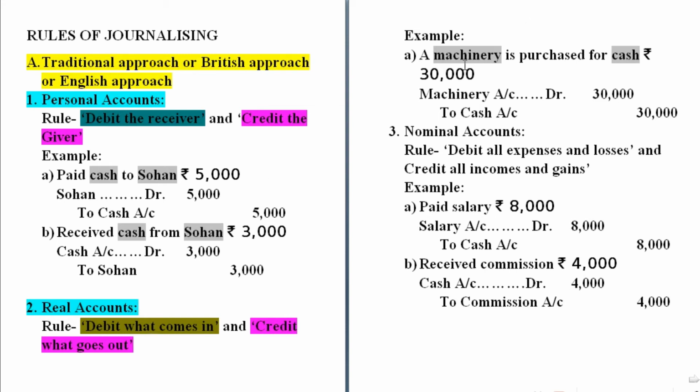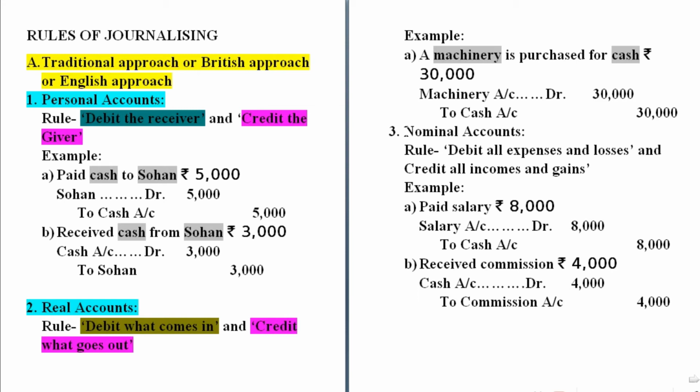Debit what comes in: machinery comes in, debit. Credit what goes out: you're giving cash, cash goes out, credit. So this is what I was saying about your personal account, why we are sometimes debiting cash and sometimes crediting cash: because when cash goes out, or in the real account, what goes out we credit, what comes in we debit.